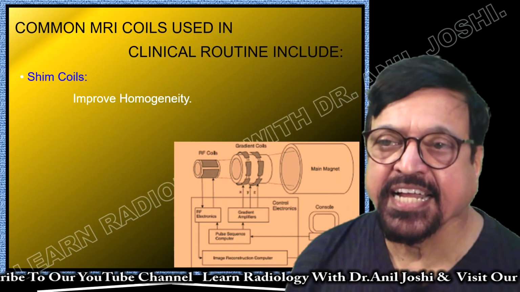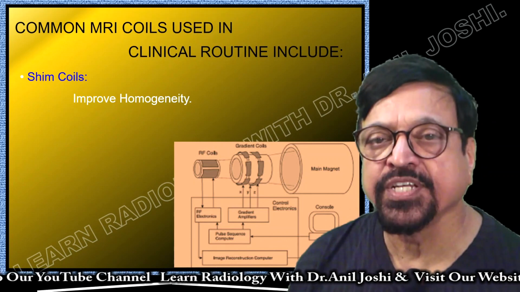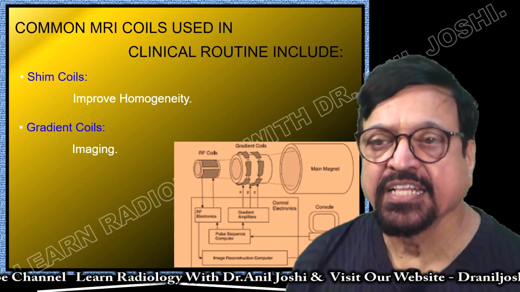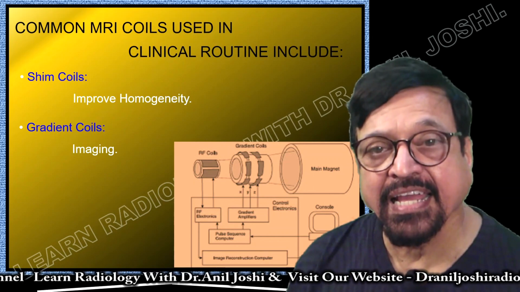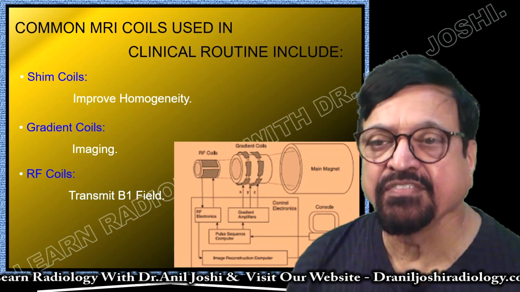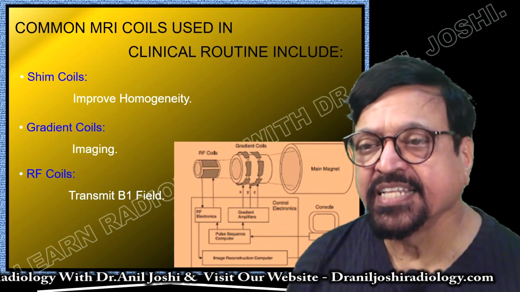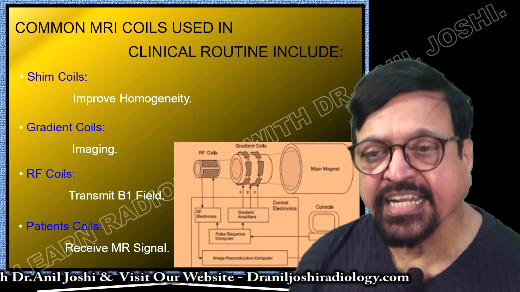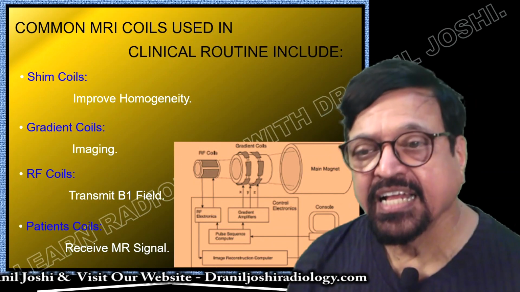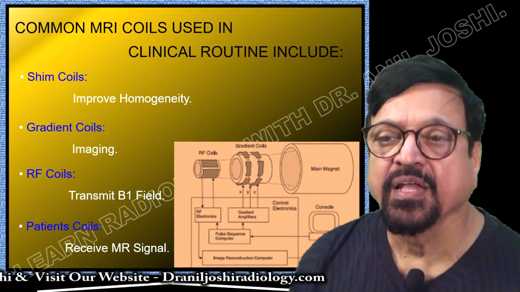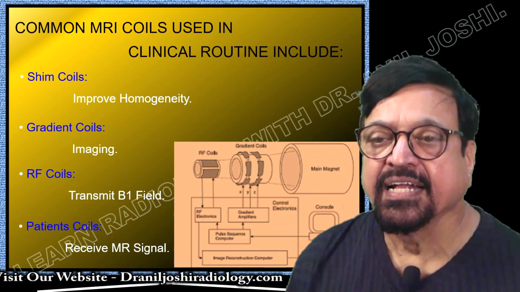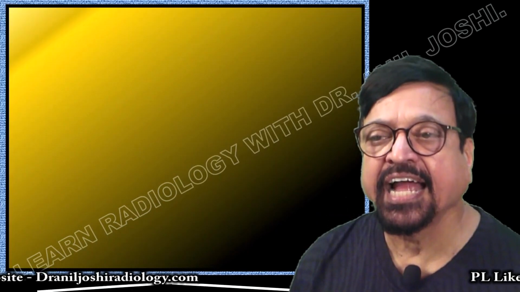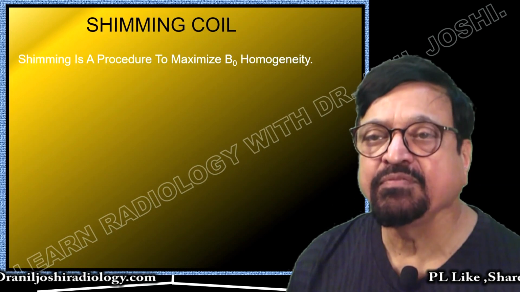SHIM coils, as we said, improve homogeneity. So if it is not there, you will have to check the SHIM coils. Now gradient coils are the main imaging coils. They have a strong magnetic field. Then there are the RF coils. They transmit the B1 field. So these are the different directions in which the magnetic field is altered, and that is a topic of a different lecture. The role of them is also to produce the signal and to receive it. Now let's see them one after another.